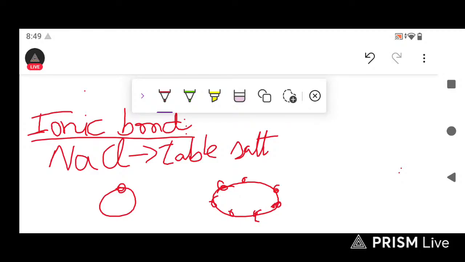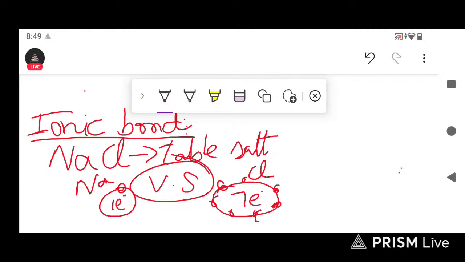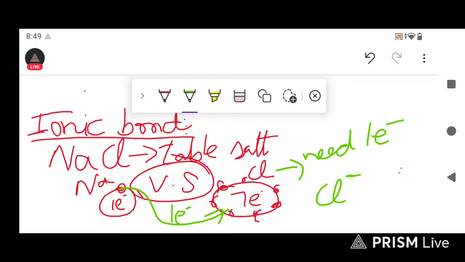Chlorine has 7 electrons, this is the chlorine and this is the sodium, and sodium has 1 electron in its valence shell. In order to gain the octet, sodium completely transfers its electron to chlorine. Chlorine has 7 electrons, and in order to complete its octet, it only needs one electron. So chlorine gains the electron.